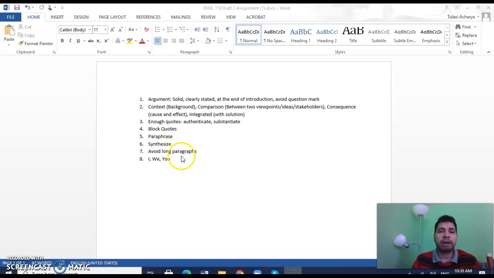And again, avoid long paragraphs. Some of you tend to write paragraphs that are way too long. That way you don't interest your reader, and you lose the focus as well.